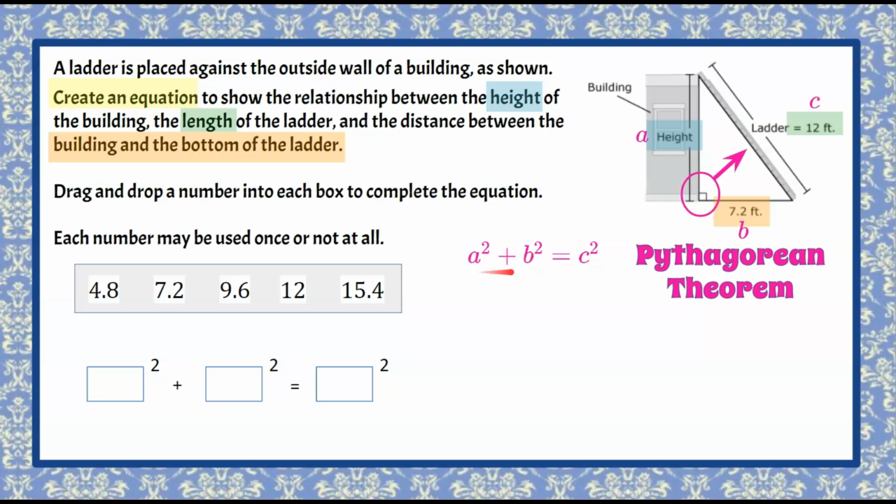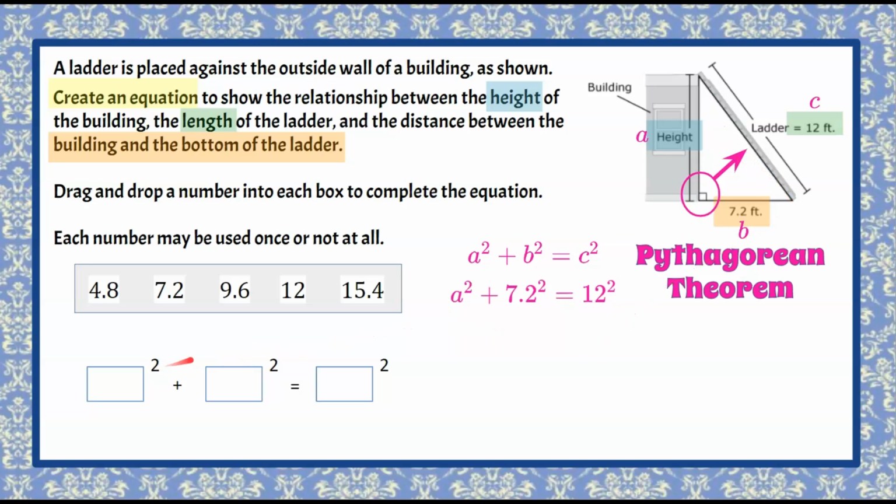So now we can replace these values with the measurements from our diagram. So we don't know a, that's our height, noting that a and b are interchangeable. So we could switch them around. This could be b and this could be a. But c always has to be the side that is across from the right angle. So we're going to do a squared, and our b squared is 7.2 squared, and that's going to equal our hypotenuse side c, 12 squared, which we got right here, our ladder leaning.